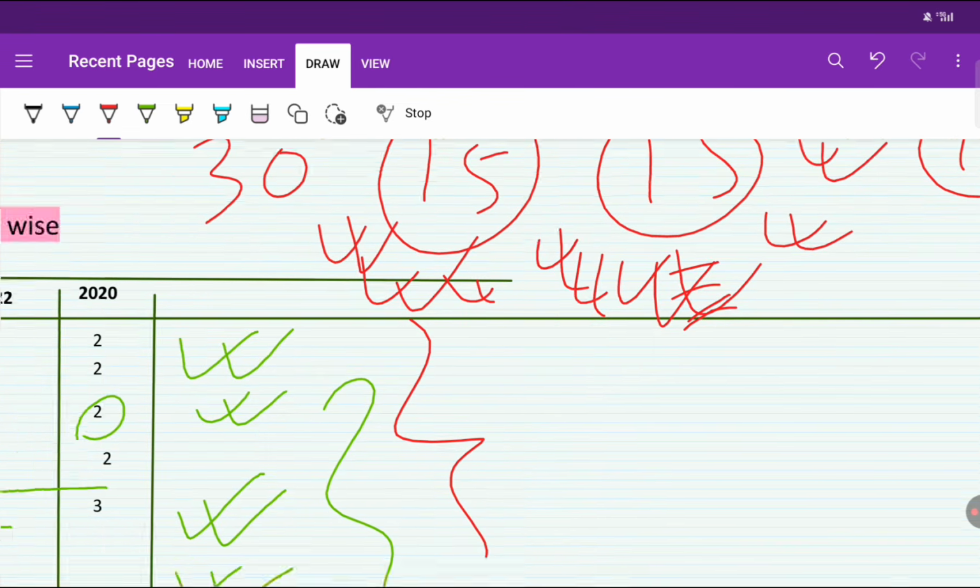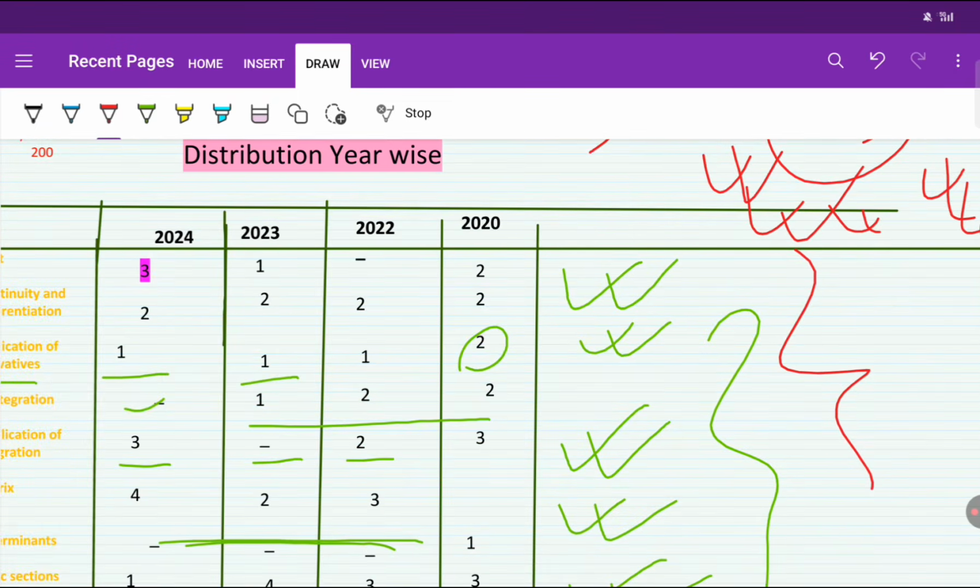Just go through this table, and you can print it out. It will be very effective for you if you print it out.